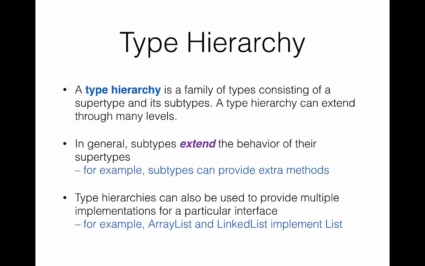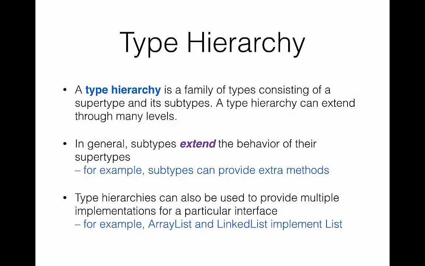The first concept I want to talk about is this notion of type hierarchy. A type hierarchy, as mentioned here, is just a family of types represented with one supertype at the top of the hierarchy and all of its subtypes. So, for example, everything in Java belongs to the object type hierarchy, since every class is either directly or indirectly a subtype of object.